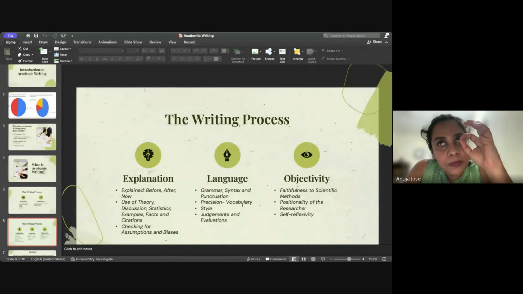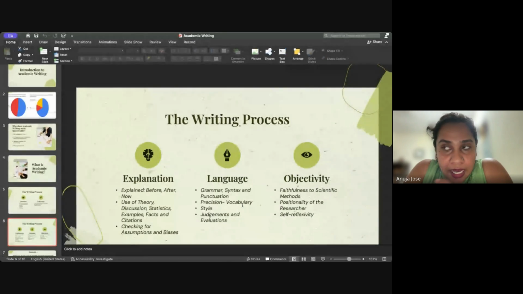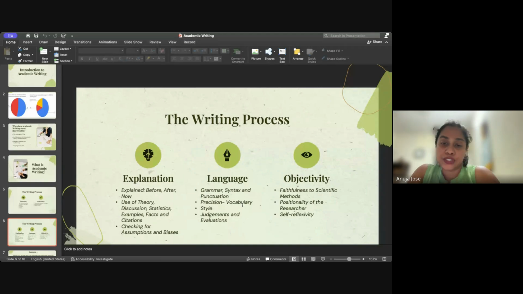I will show you an example of a layman, or a person who's not adept at academic writing, writing a particular summary, and how it is different from the academic style. That comes with practice, but we will eventually land up there. The next is judgments and evaluation.